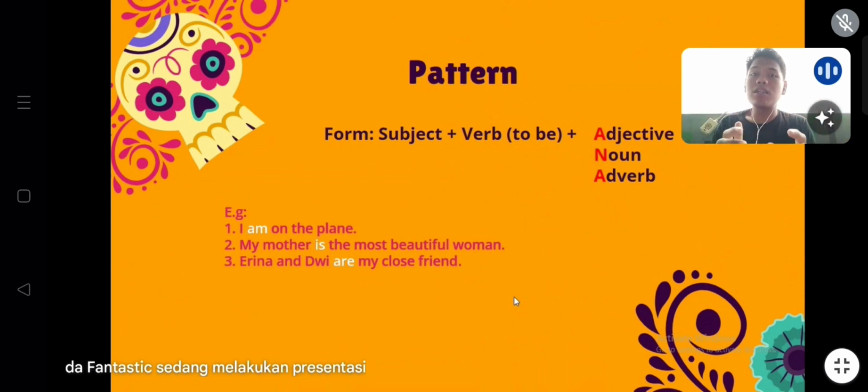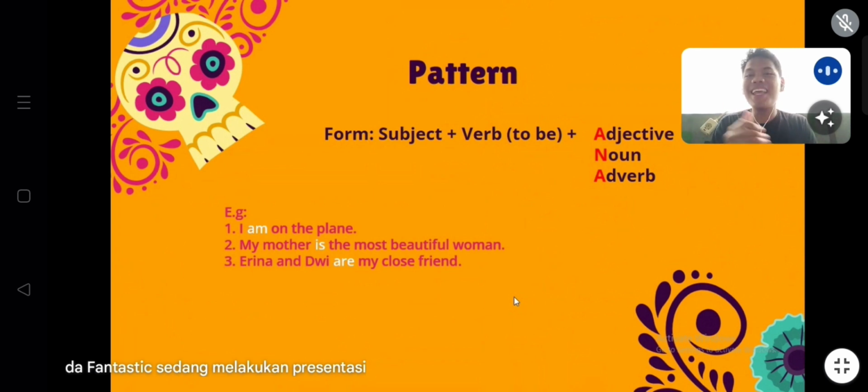Number two is my mother is the most beautiful woman. It only gives information about my mother. What I said is my mother, I think, is the most beautiful woman. And the third is Erina and Dwi are my close friends. It gives the meaning that Erina and Dwi are my close friends, or my close friends are Erina and Dwi. Okay, it's so simple. Remember, it contains A, N, and A, and it has a verb that doesn't show any activity. That is a nominal sentence.